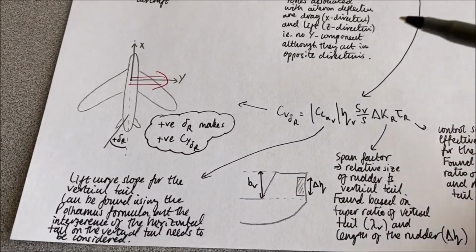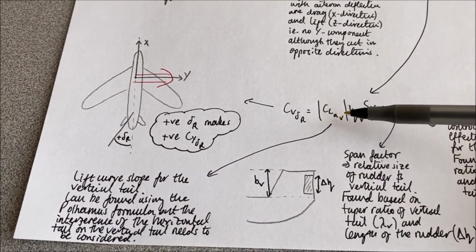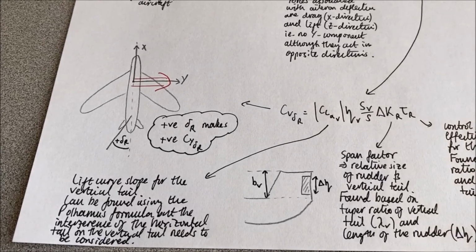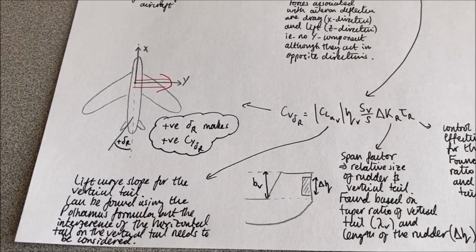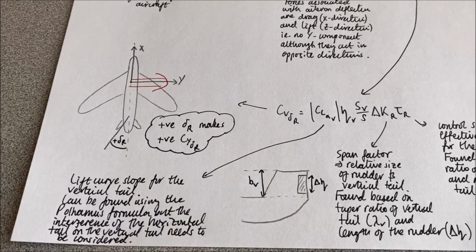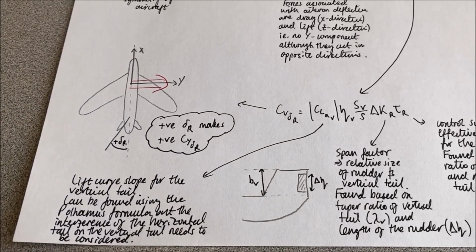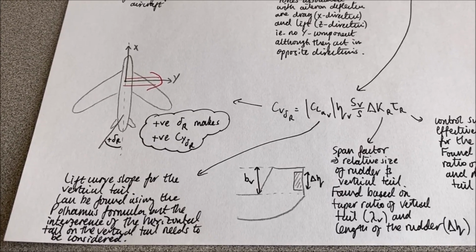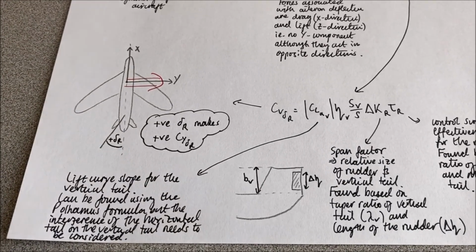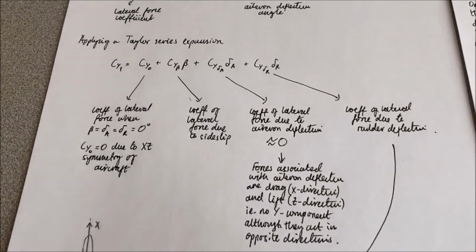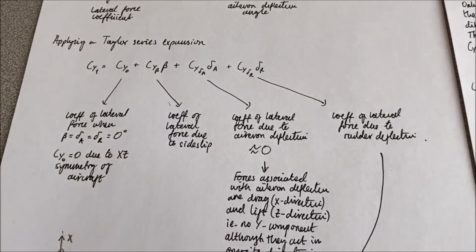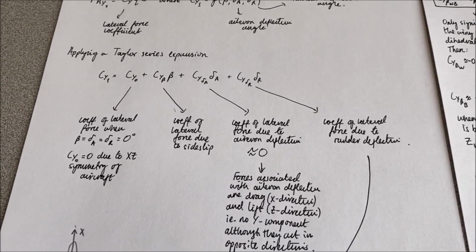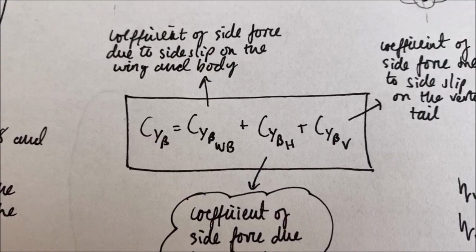And finally, this term here, C_L alpha V, is the lift curve slope for the vertical tail, right? That can be found again using the Polhemus formula, which we saw in the previous chapter. But now we have to consider the interference of the horizontal tail on the vertical tail, and you'll see how we do that in a moment. So that just leaves this term here to deal with, the coefficient of lateral force due to side slip, and we're going to have a look at that right now on page 2.